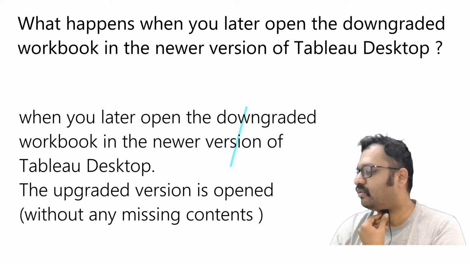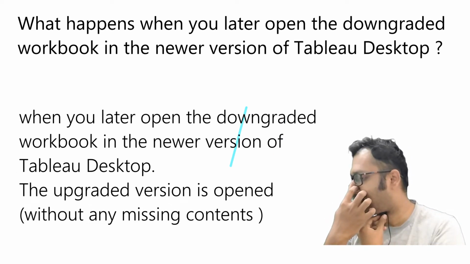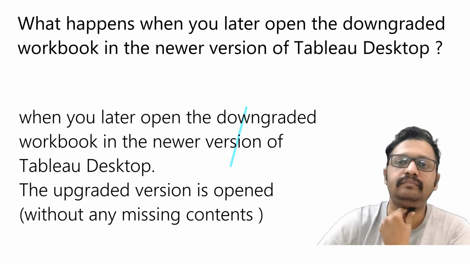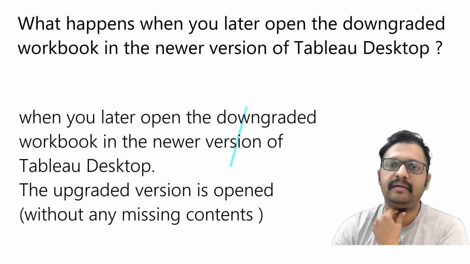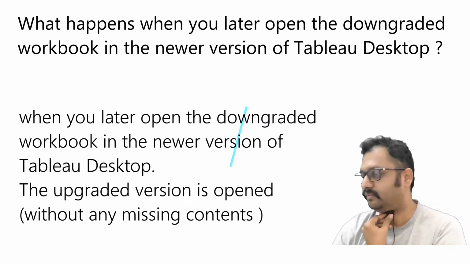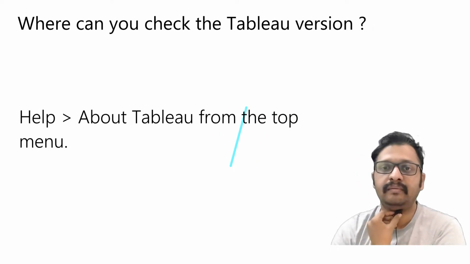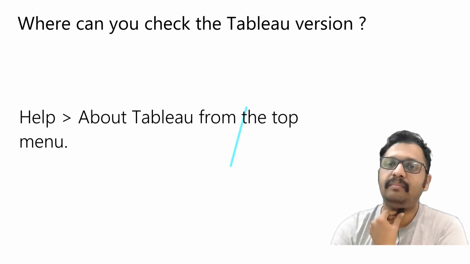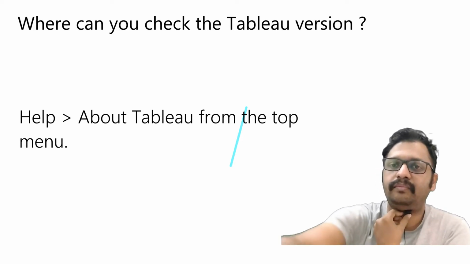Next question, what happens when you later open the downgraded workbook in the newer version of Tableau Desktop? When you later open the downgraded workbook in a newer version of Tableau Desktop, the upgraded version is opened without any missing content. Next question, where can you check the Tableau version? You can check the Tableau version by clicking on Help, About Tableau from the top menu.